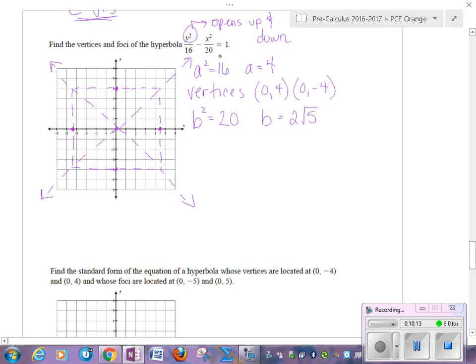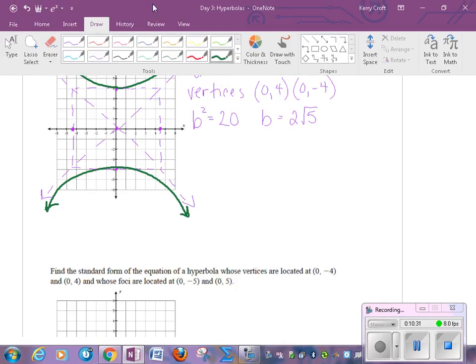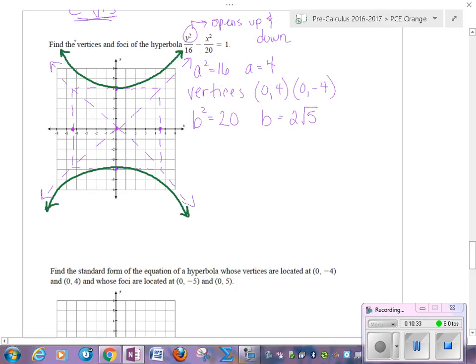All right, so to draw this one in, we said that it opened up and down. So you're going to go from your vertex and open up, and you're going to go from your vertex and open down. Okay, so we've got that all graphed. So that looks like a nice, pretty hyperbola there. We want to go back in and find the foci values now.